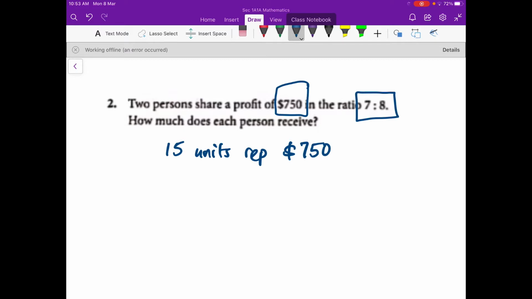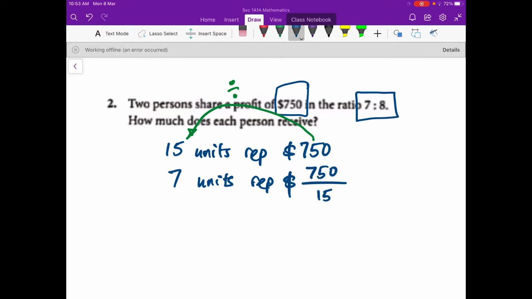We want the first person, 7 units. 7 units represents... So we'll be drawing some arrows. Over here, this is a division. What divided by what? 750 divided by 15. So follow the instructions on the arrow. It is not difficult at all. So 750 divided by 15.